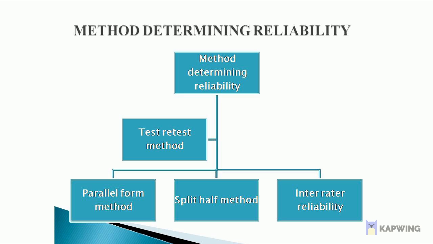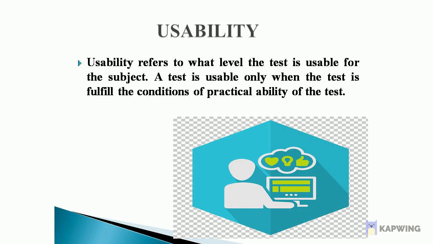Inter-rater reliability. Inter-rater reliability is also a method which is used to determine the reliability. If different examiners give the same marks on the same set of tests, that method is known as inter-rater reliability. Next is usability. Usability refers to the level to which the test is usable for the subject. A test is usable only when it fulfills the conditions of practicability of the test.